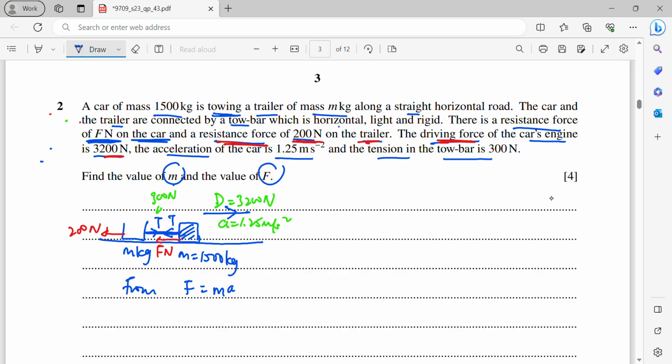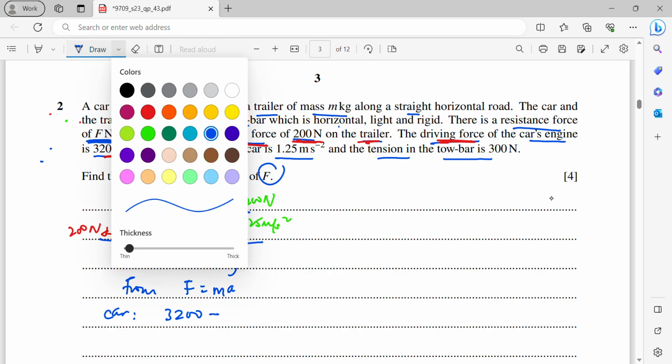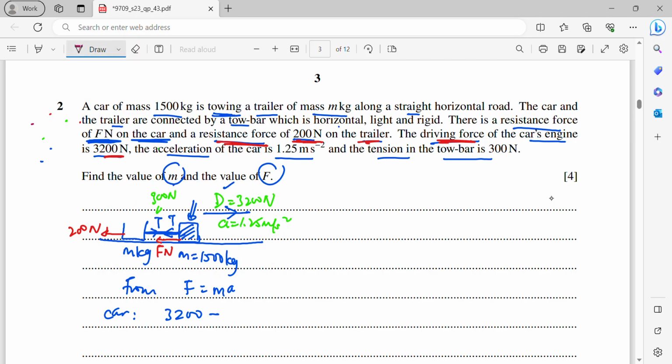So now I will consider the car first, which means we concentrate on this. Now, F is the force. So from here, the car has driving force. Therefore, it will be 3,200 minus the F over here. So this is the driving force minus F minus tension. That will be my total force for the car. So my F remains, my T is 300. Then the M of the car is 1,500. Then the A is given 1.25. Okay, and now we can find the M first.